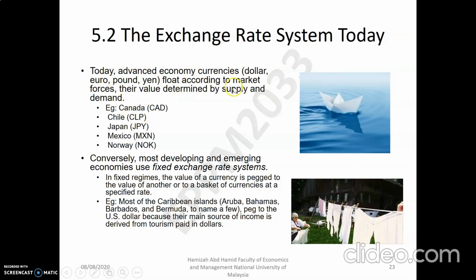Today, advanced economy currencies float according to market forces. Major currencies such as the Canadian dollar and the Japanese yen are determined by supply and demand. But most developing and emerging economies, remember the emerging markets that we learned about last few days, such as Brazil and Russia, use a fixed exchange rate system. They peg their value to another currency or a basket of currencies, usually the US dollar. For example, most Caribbean island countries peg to the US dollar because their main source of income is tourism, and tourists pay in dollars.